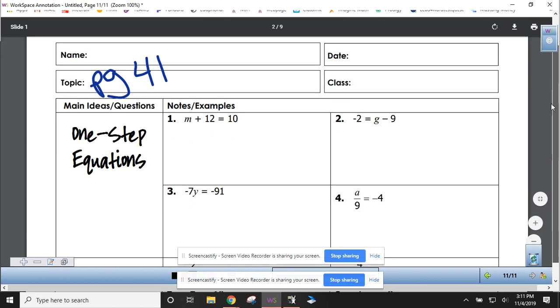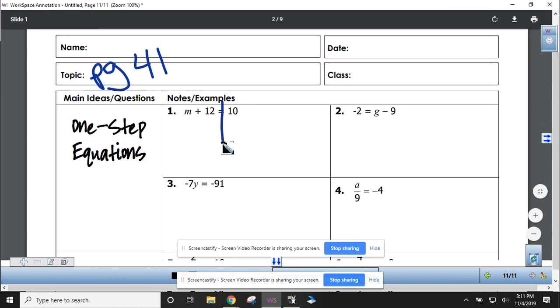Okay, so remember one-step equations, we're trying to move everything away from our variable. So the opposite of plus 12 is minus 12 from each side. So we have m equals -2. For number 2, I'm going to do the opposite. I'm going to add 9 to each side. That cancels out. -2 plus 9 is 7.